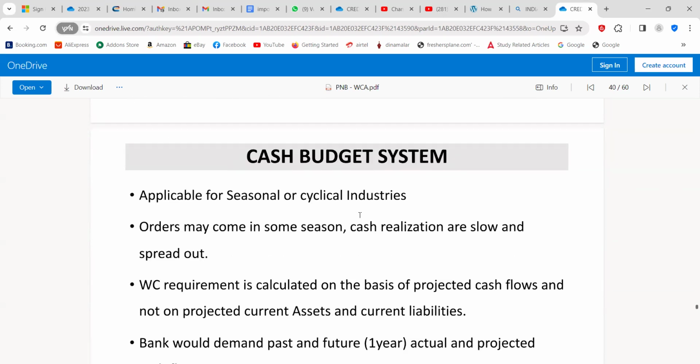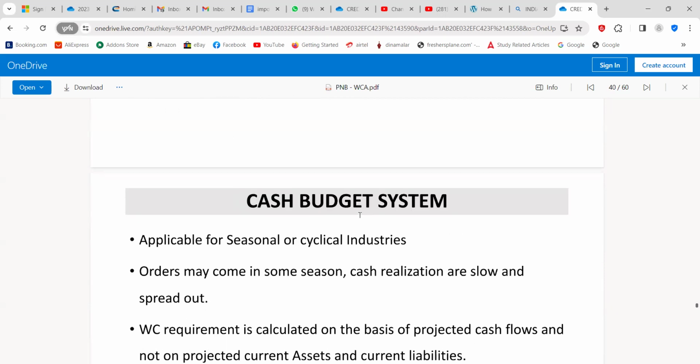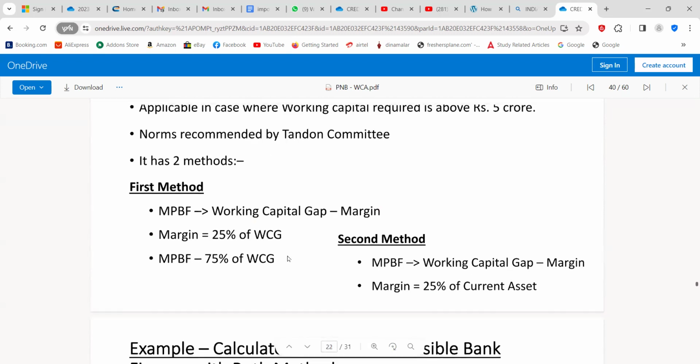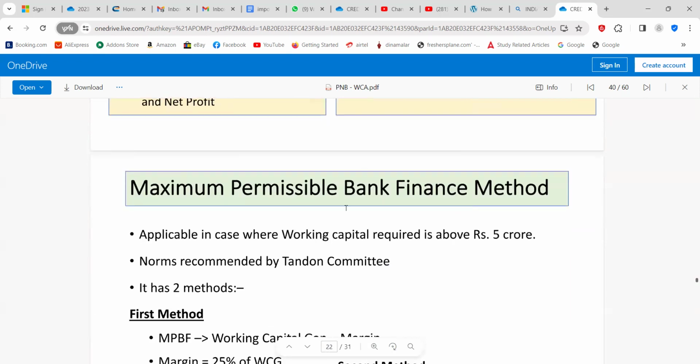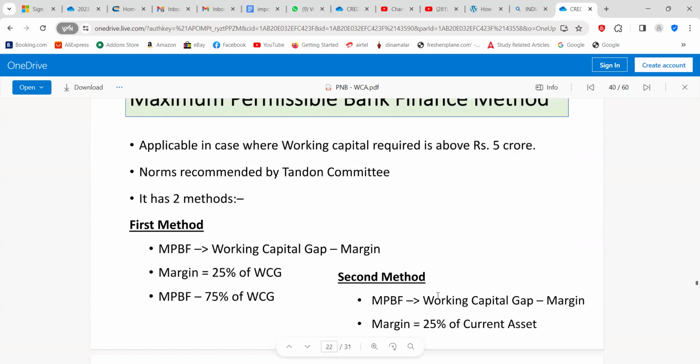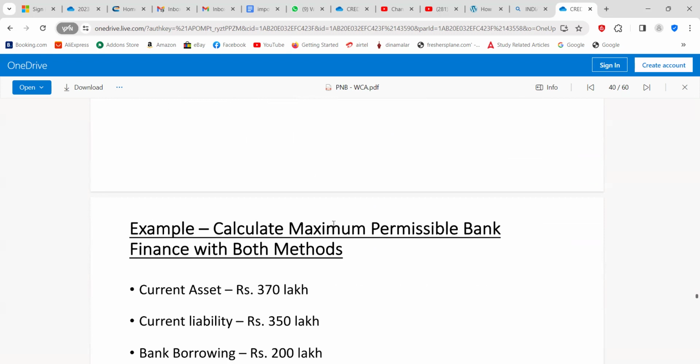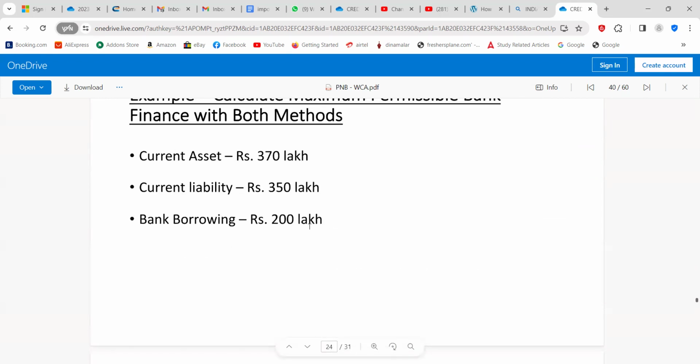Sir, can they ask this type of question? I think no, they will not ask you. Very rarely they will ask you like this: if this is like this, how much working capital is to be given? Very rarely. So these things you have to learn by heart: the Tandon committee, first method, second method and all. You have to memorize this and then speak it. Very rarely they will give you like this.